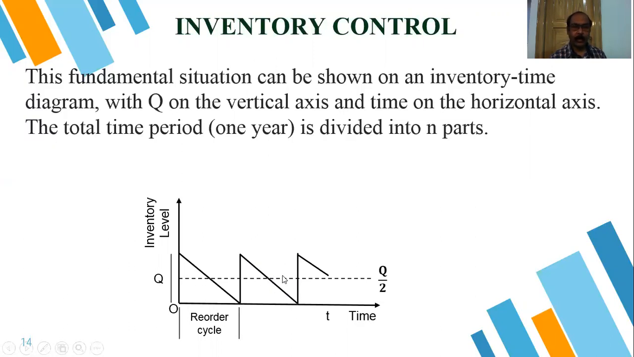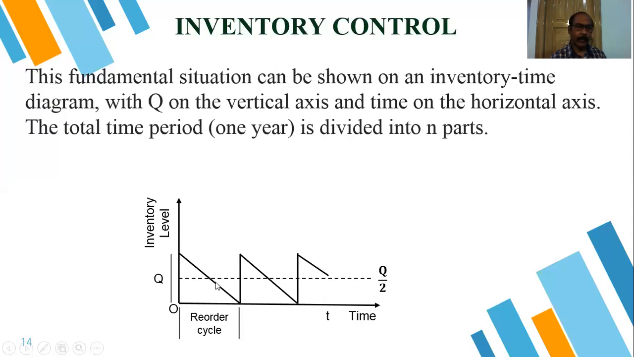Now, if we draw a line maintaining the height of the quantity, that is Q by 2, the average inventory, we can call it Q by 2. This is half. This is the Q. In the half, a line which is parallel to the time axis. In the middle of that is Q by 2.